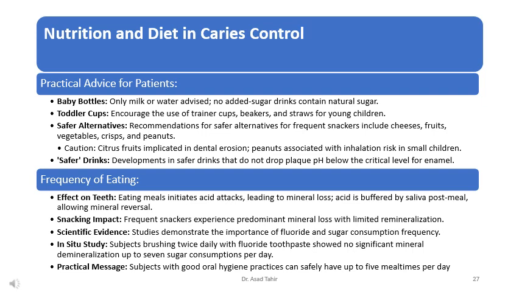Be cautious with citrus fruits and peanuts due to risks of tooth erosion and choking. Better drinks. Look for drinks that don't harm teeth by making them too acidic. Eating habits. Meals start acid attacks on teeth, but saliva helps repair the damage. Snacking too often can wear away enamel with little chance for repair.